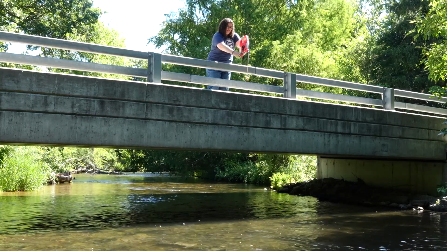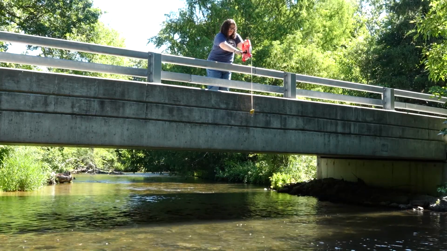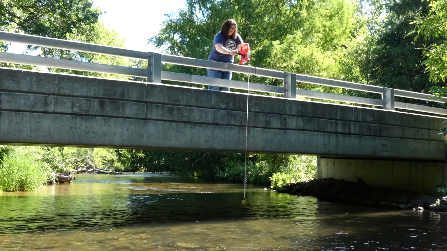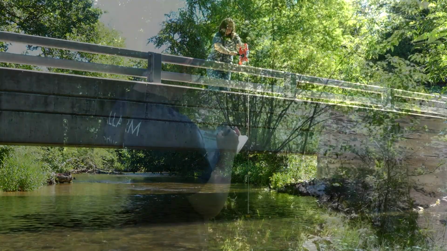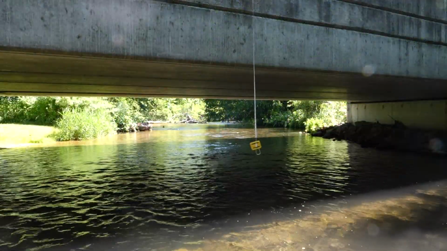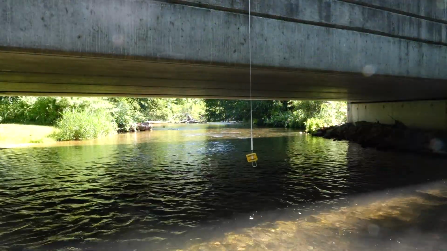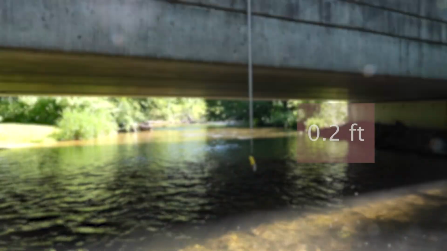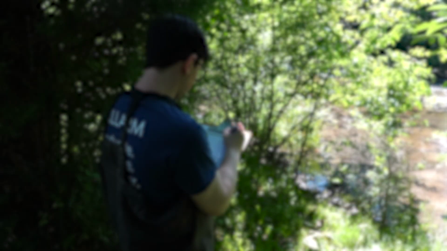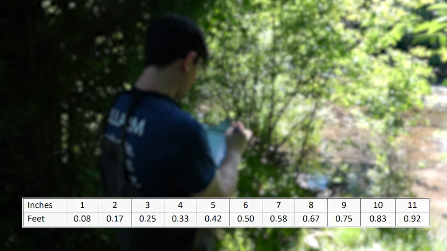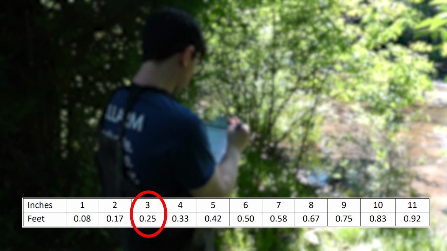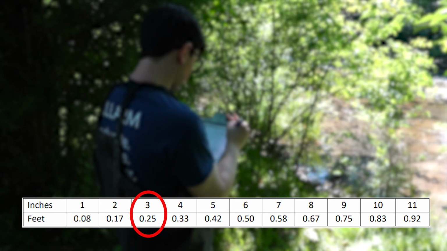Lower your measuring tape until it reaches the surface of the water. Always lower the tape from the same height, such as the top of the railing. Record the value on your datasheet. Repeat this process for your second replicate. Remember that your two values should be within 0.2 feet of each other. Note that you may need to convert inches to feet when using a tape measure. For example, 3 inches are 0.25 feet.